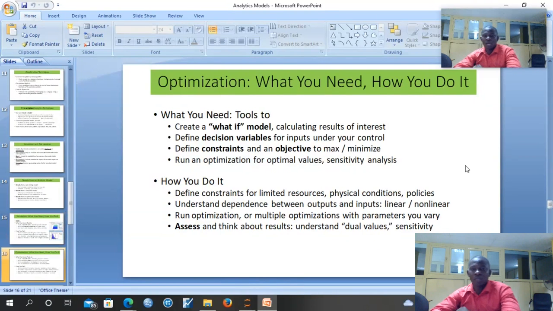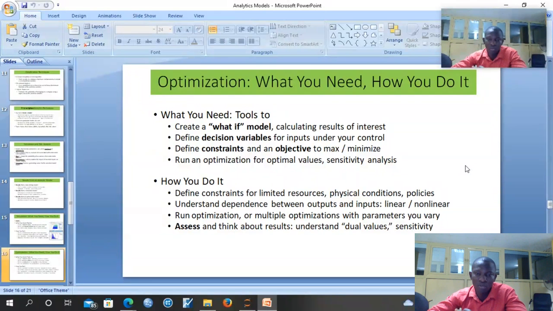So, if we are doing optimization modeling, we will need tools to create what-if models or what-if scenarios to calculate the results of interest. We need to define the decision variables for input that is under our control that we can change, so that we will now identify the steps in change that are possible. We should be able to define constraints and an objective, whether to maximize or minimize a particular relationship. Then we run the optimization for the optimal value and do sensitivity analysis.